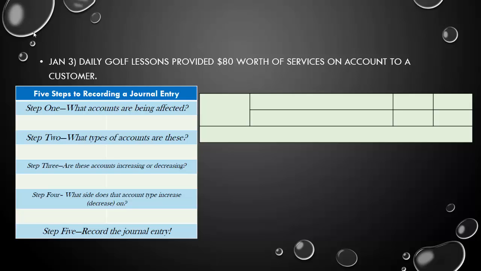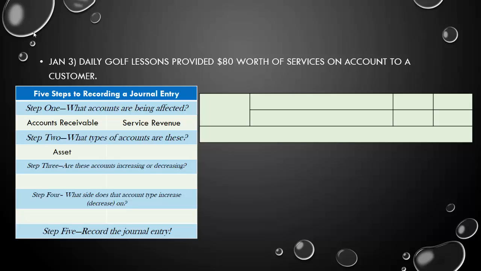Next, on January 3rd, Daly Golf Lessons is going to provide $80 worth of services on account to a customer. So now we're not getting cash. We're billing, and the customer is going to owe us. And when somebody owes your company something that stemmed from the normal course of business, it gets recorded as a receivable in an account called accounts receivable. But still, we did the services, so we get to put the services on the books because we performed the obligation we had to this customer. We provided golf lessons, so even though they're not paying us yet, we still get to record the revenues because we actually did the job.